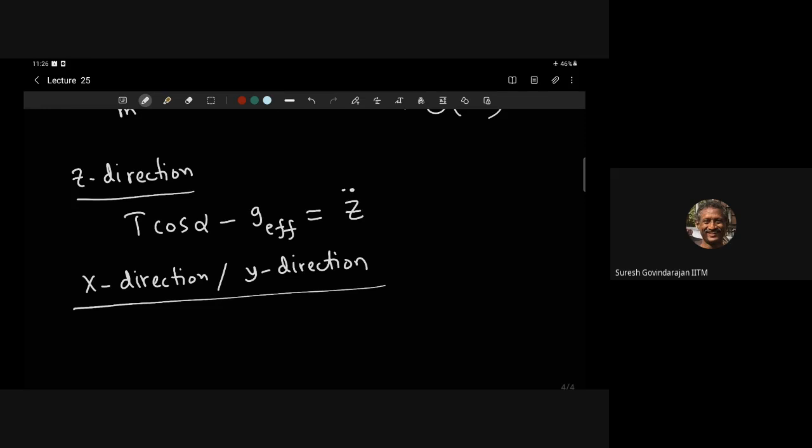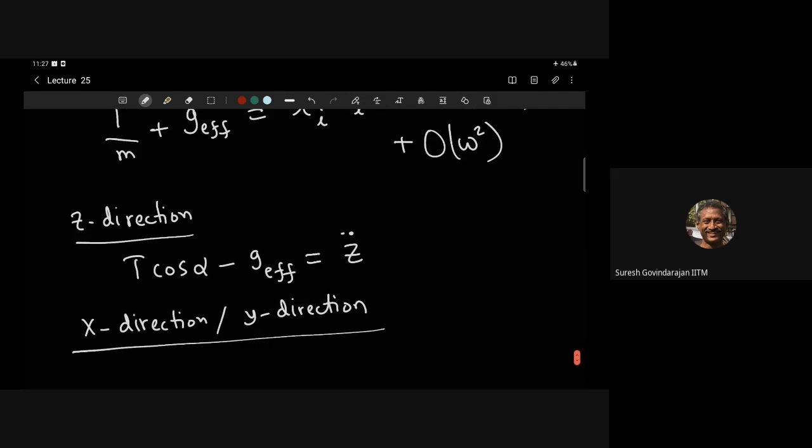So I need to do some calculations. First, yes, this is correct. And since Z dot is small and alpha is also going to be small, we're going to assume even this we can neglect. And so we can say that T cos alpha, to leading approximation, is equal to G effective, plus corrections, but this is good enough for our use. So we need to work out what the equations are in the X and Y directions.